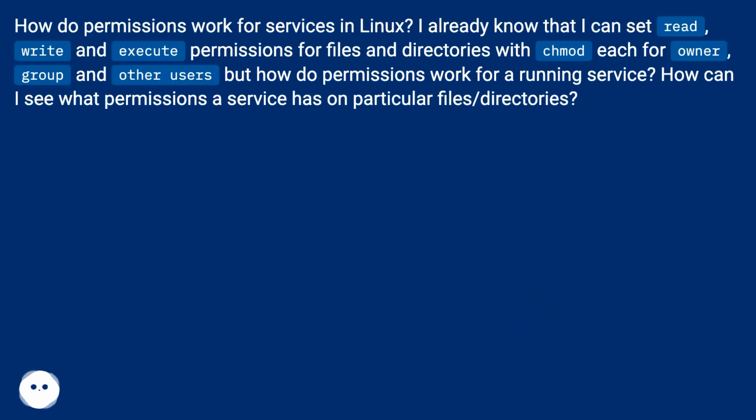Linux permissions for services. How do permissions work for services in Linux? I already know that I can set read, write, and execute permissions for files and directories with chmod, each for owner, group, and other users, but how do permissions work for a running service? How can I see what permissions a service has on particular files and directories?